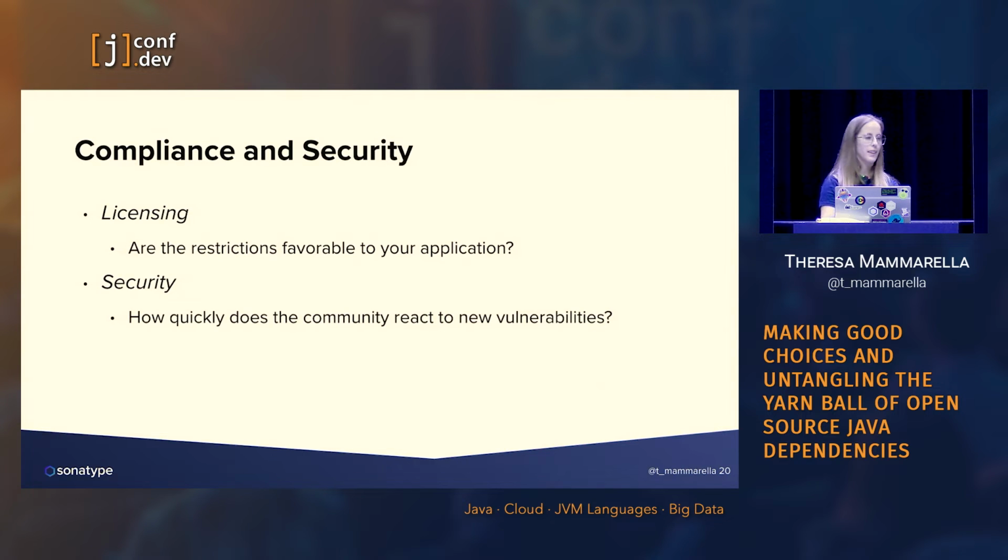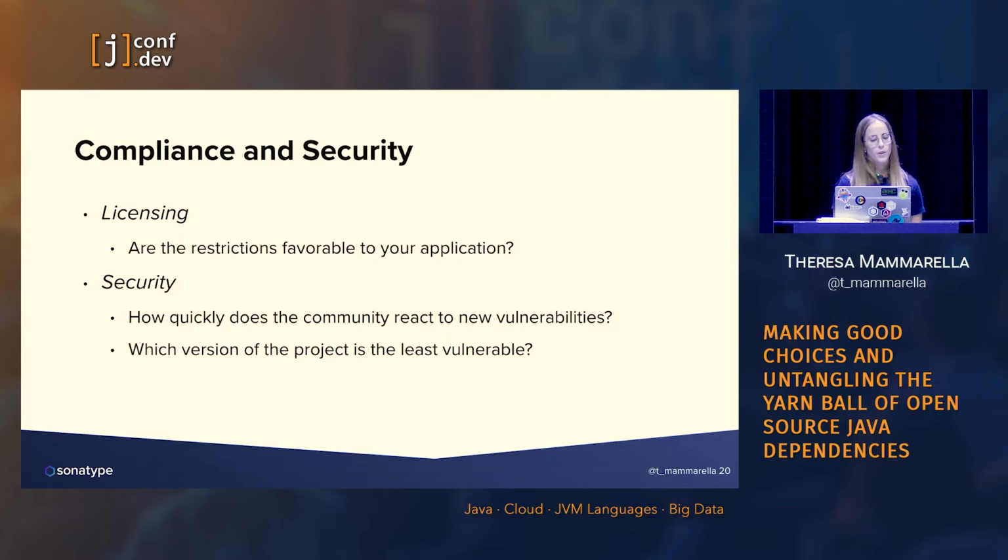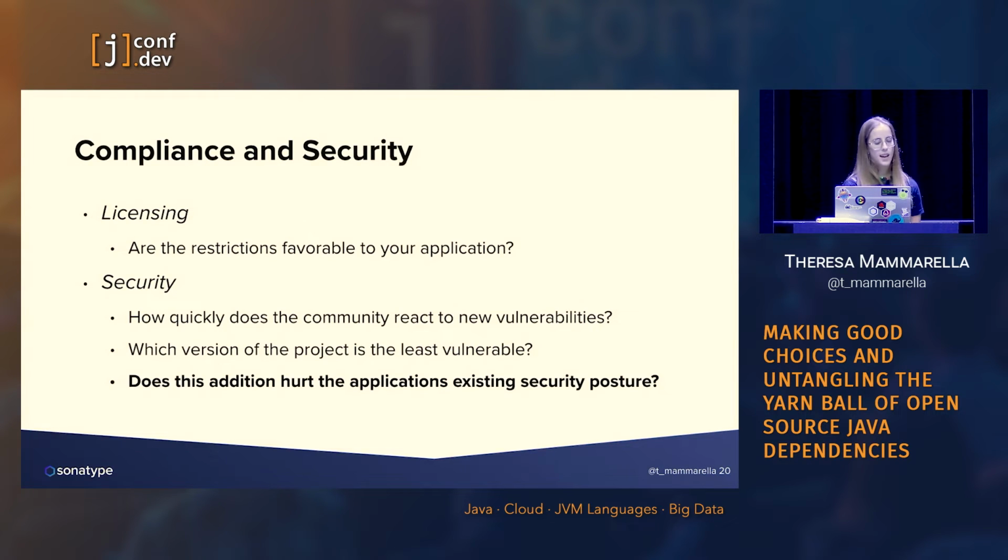So how quickly does the community react to a vulnerability when it comes out? Which version of the project is least vulnerable if I'm choosing which one to actually use in my application? And lastly, and I think one of the most important security questions is, does this hurt my current security posture? Am I taking on more risk by bringing this library into my life and my application?